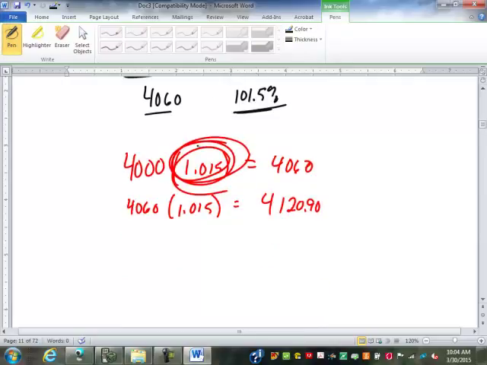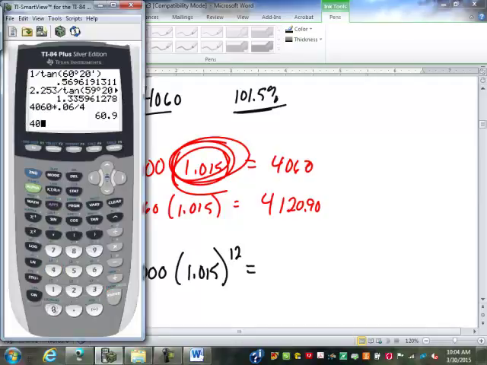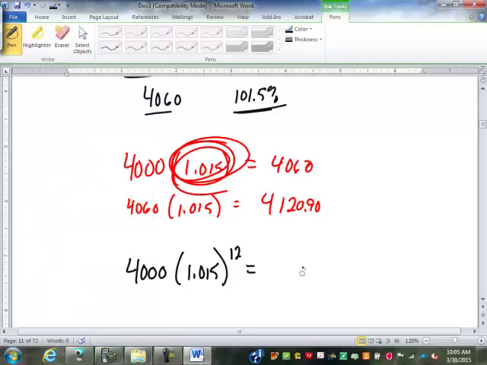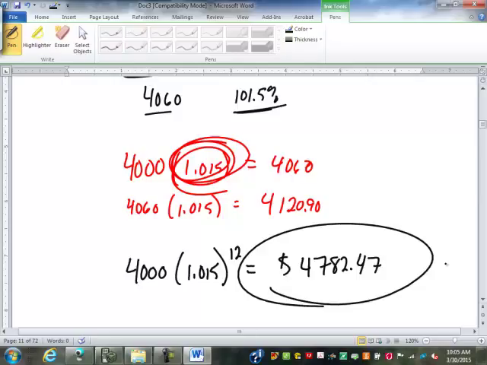If we're multiplying by the same number over and over, we have a shortcut in math for that. What is it? A power. Good. We just go to the power of 12 to get through the whole 3 years. So 4,000 times 1.015 to the power of 12 is $4,782.47, which is about $62 more than what we had with the simple interest. So there's more interest with the compound interest as well.